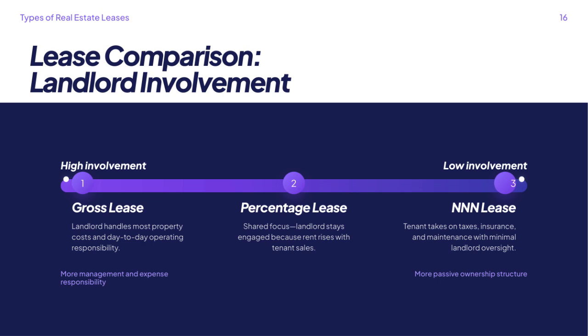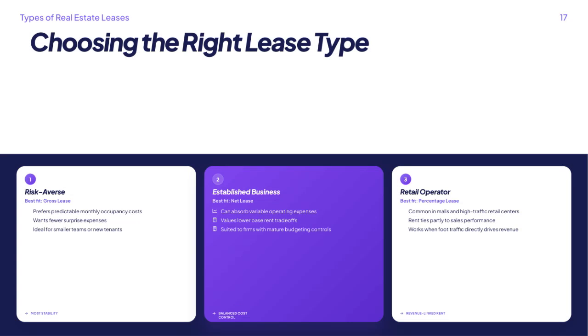When considering lease types, it's important to match the lease to your business needs and risk tolerance. For those who are risk-averse, a gross lease is often the best fit. This lease offers the most stability by providing predictable monthly occupancy costs, which means fewer surprise expenses. It's especially ideal for smaller teams or new tenants who want to maintain steady budgets without unexpected costs.